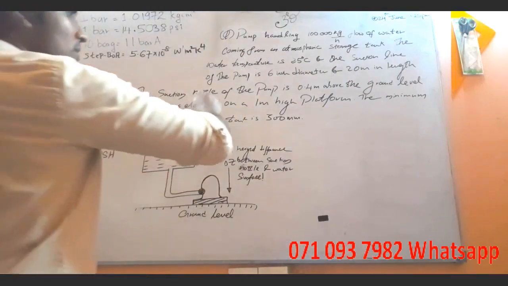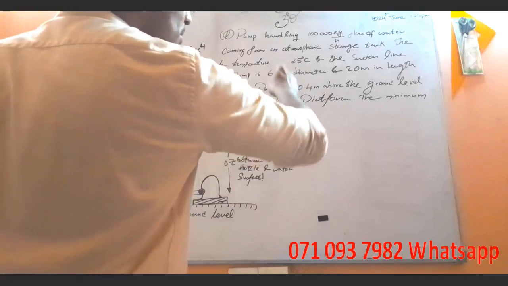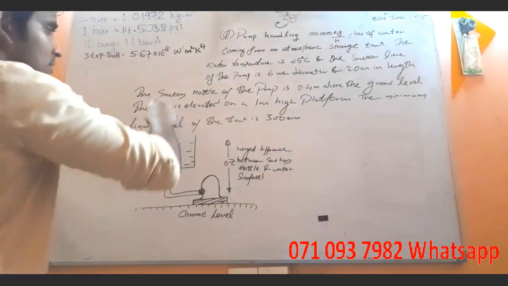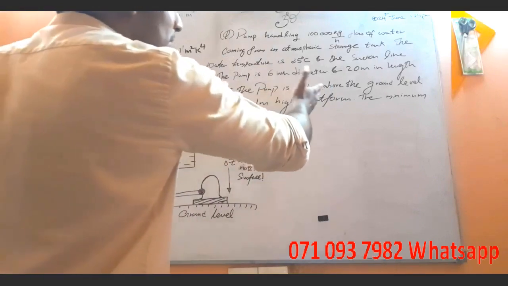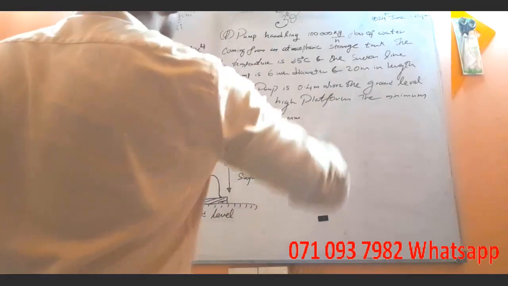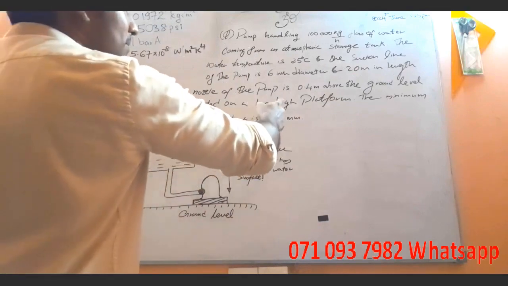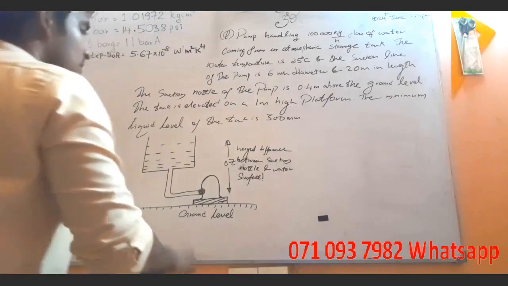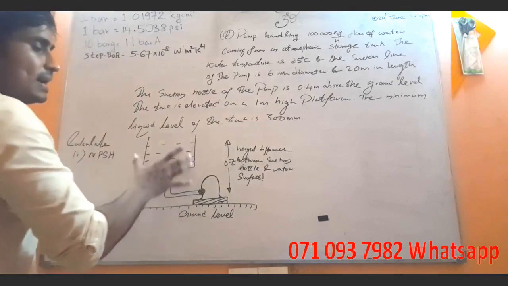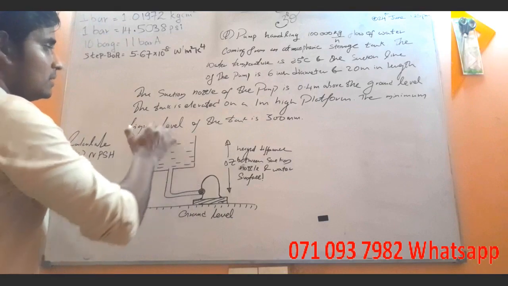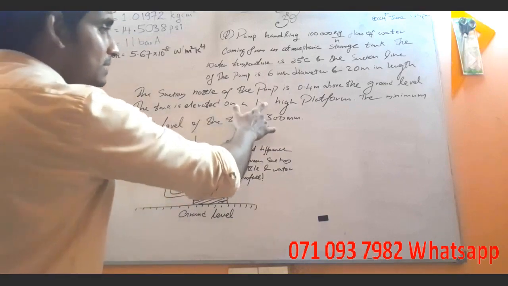The suction nozzle of the pump is 0.4 meters above the ground level. Be very careful about this information. The tank is elevated on a 1 meter high platform. Now this is the tank. The tank is elevated, meaning where the tank is actually kept.